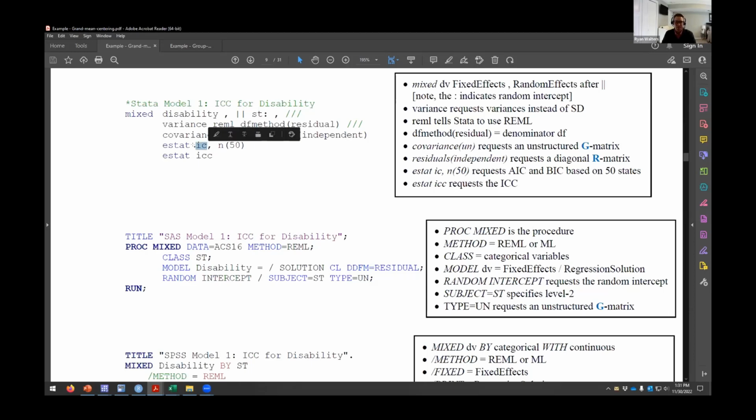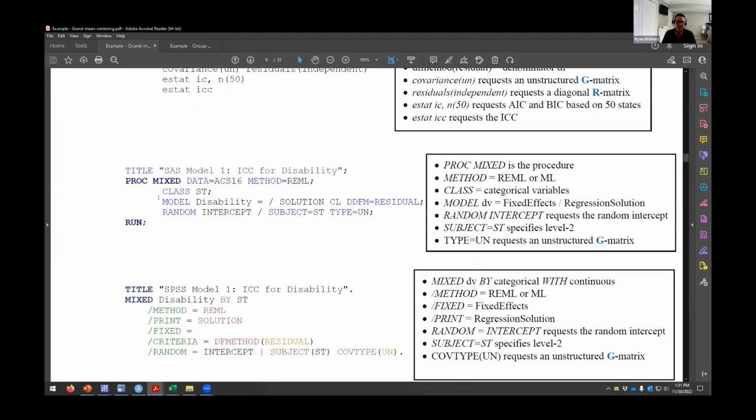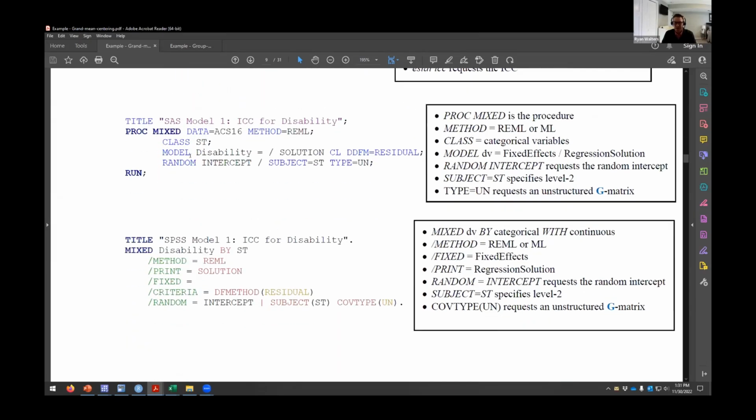We're going to ask for information criterion, which is going to give us our -2 log likelihood value. For N50, you have to tell Stata how many observations are at level 2, which I think is odd. But in this case, there's 50 of them because there's 50 states. And the nice thing about Stata is it will calculate the ICC directly for you using estat. SAS and SPSS will not.